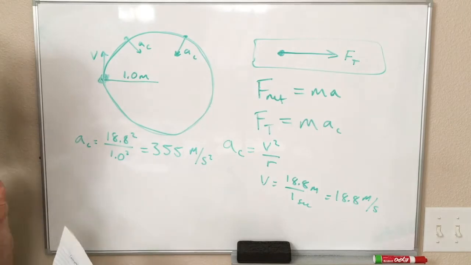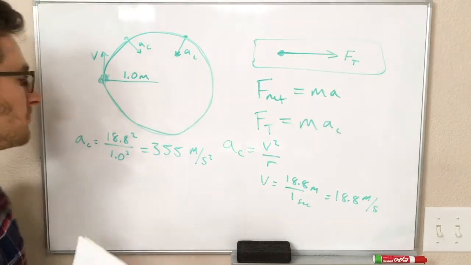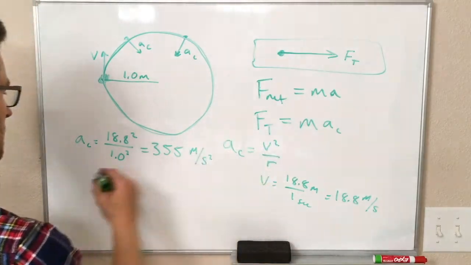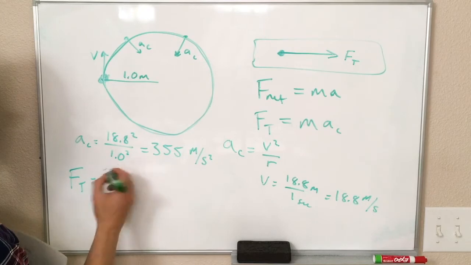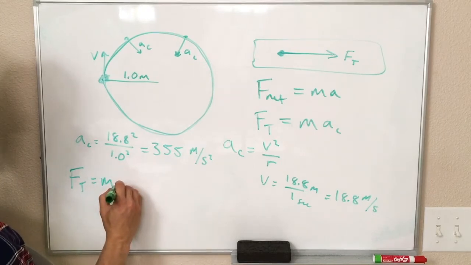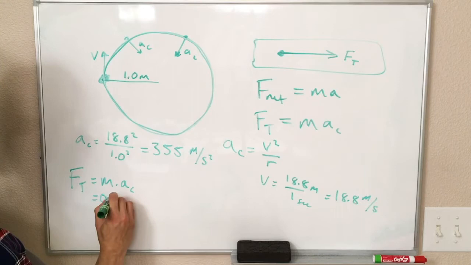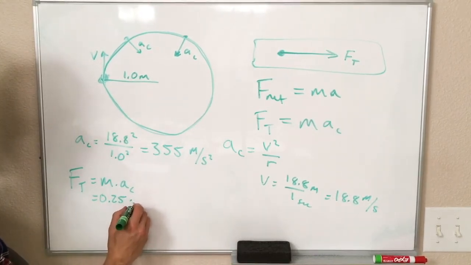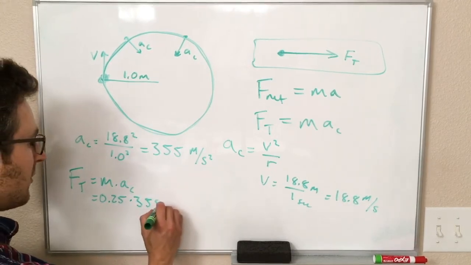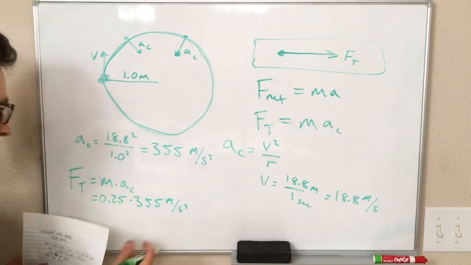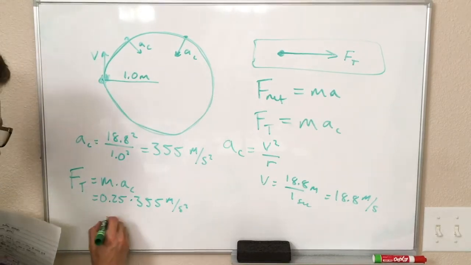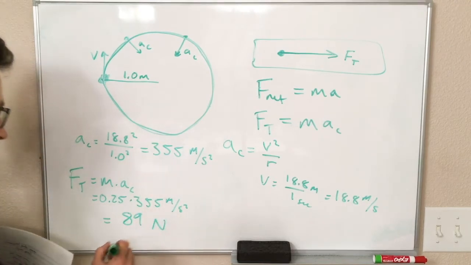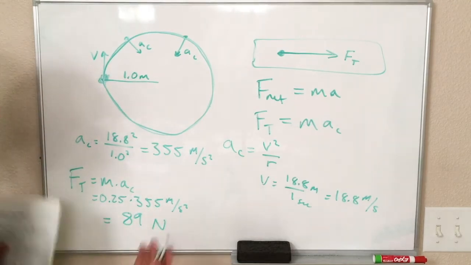That is a pretty high acceleration. That's significantly higher than the acceleration due to gravity, right? 9.8. And now we're almost done with the problem. We just need to plug in for the tension. So our tension force is, like we said, equal to the mass times this acceleration, which is going to be 0.25 kilograms. 250 grams was the mass, times the centripetal acceleration, 355 meters per second squared. And when I kept more sig figs and then rounded, I got a tension of 89 newtons. 88.8 newtons, 89 newtons, yeah.